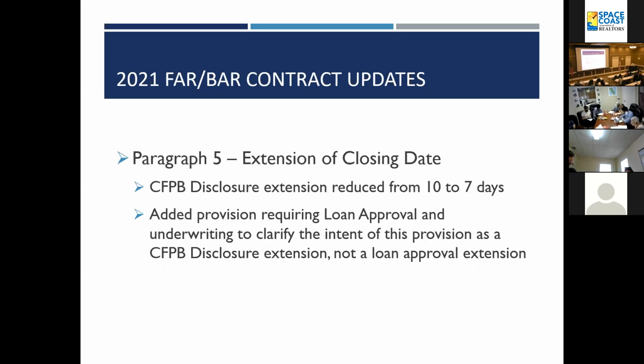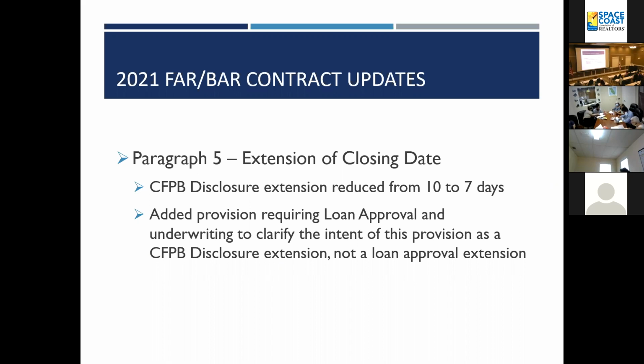Okay, paragraph 5, extension of the closing date. So the CFPB, the Consumer Financial Protection Bureau, that came out in 2000, I want to say 14. It really came into implementation in 2015. We've all essentially adjusted to it now. We all now use a closing disclosure instead of a settlement statement, though we have the ALTA settlement statement, so we really have both.